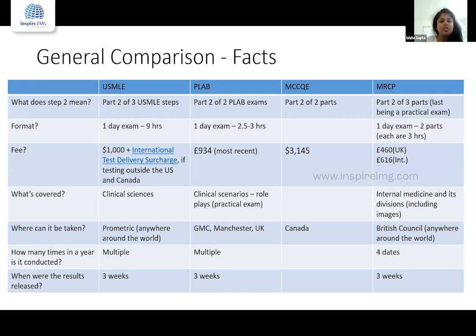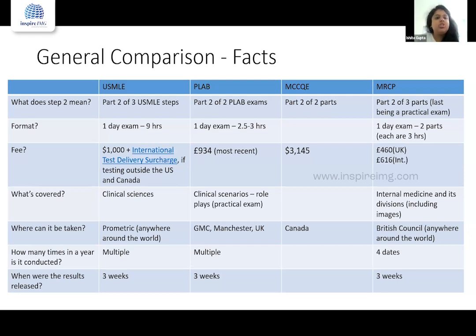For the USMLE Part 2, the fee is about $1,000, but that does not include the international delivery charges. So it's a $1,000 base fee, plus there would be some surcharge if it's taken outside the United States or Canada. It can be taken outside the United States and Canada, but you'd have to pay a certain fee, and that fee is different for each region. It is linked over here in my presentation, but again, towards the end, I'll put all of this in the chat.